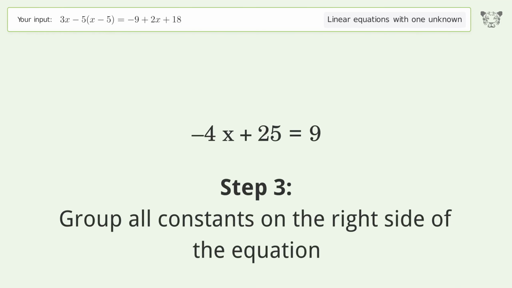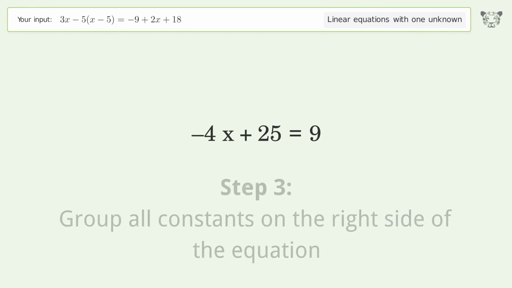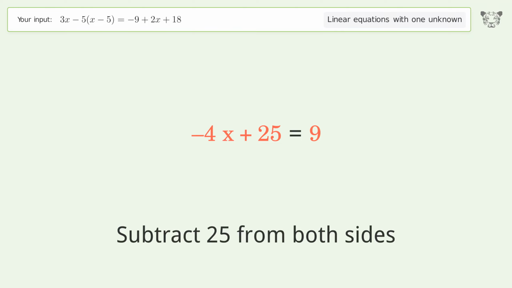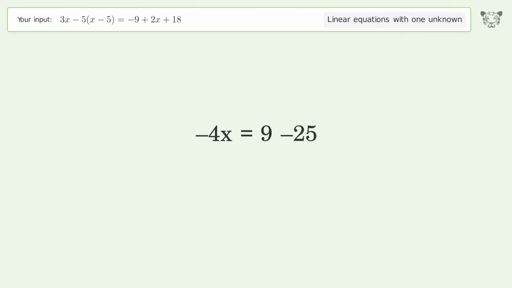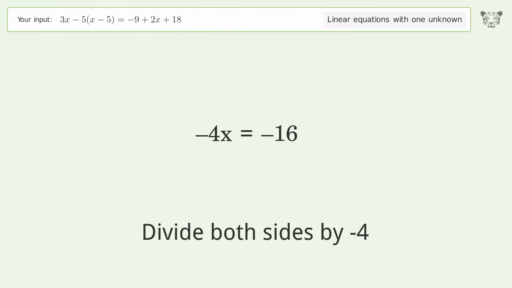Group all constants on the right side of the equation. Subtract 25 from both sides. Simplify the arithmetic. Isolate the x. Divide both sides by -4.